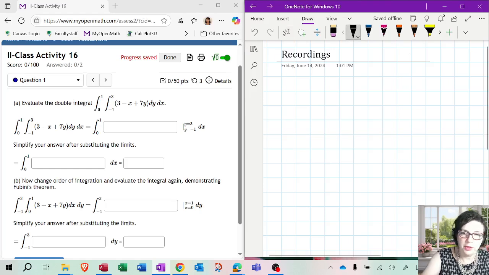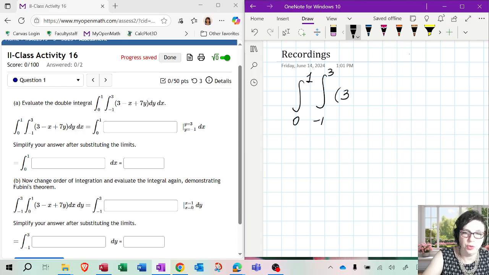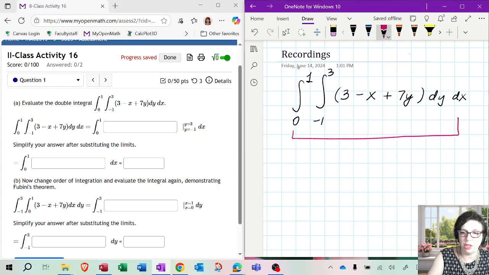Okay, guys, in this video, let's take a look at computations of a double integral. In this case, this is what we call an iterated integral, so we're going to use that technique to compute a double integral. The first thing you need to understand is the limits of integration. The outside limits of integration are the x limits, so that would be 0 to 1.